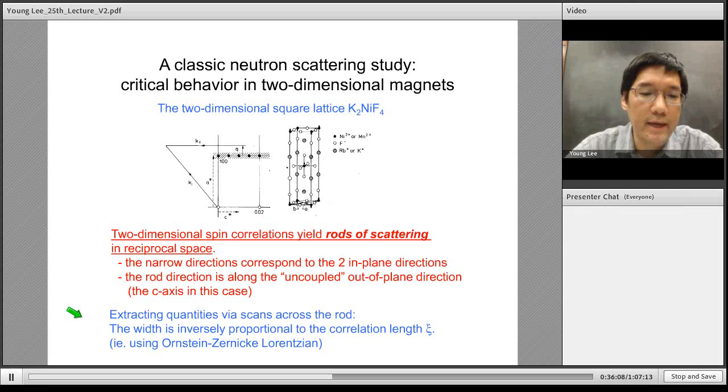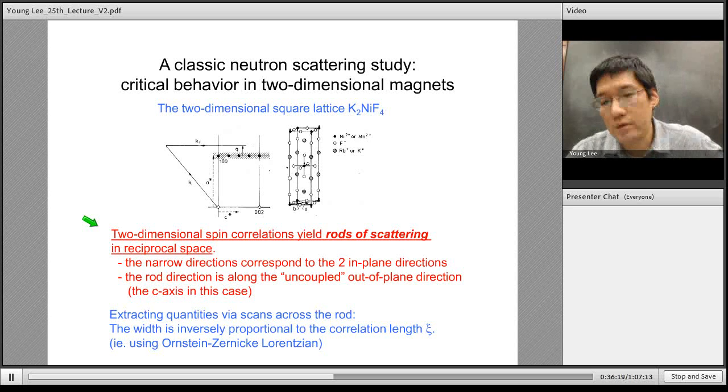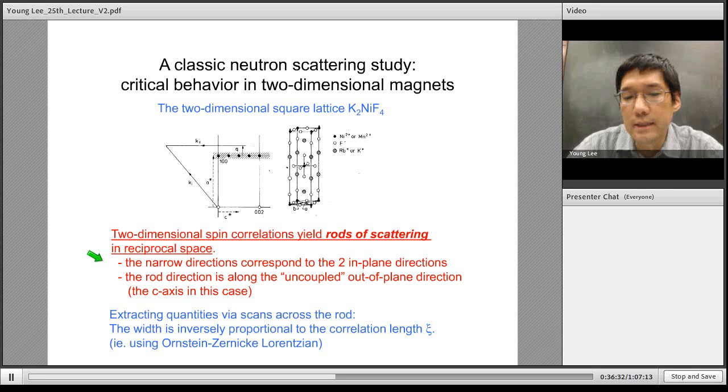So what we get from these 2D spin correlations are rods of scattering in reciprocal space. If you have 2D real space correlations and you Fourier transform those correlations, you should get rods of scattering. And what does that mean? Well, it's telling you that the narrow directions through the rods correspond to your two in-plane directions. Where you have significant real space correlations, you'll get your narrow width in reciprocal space.